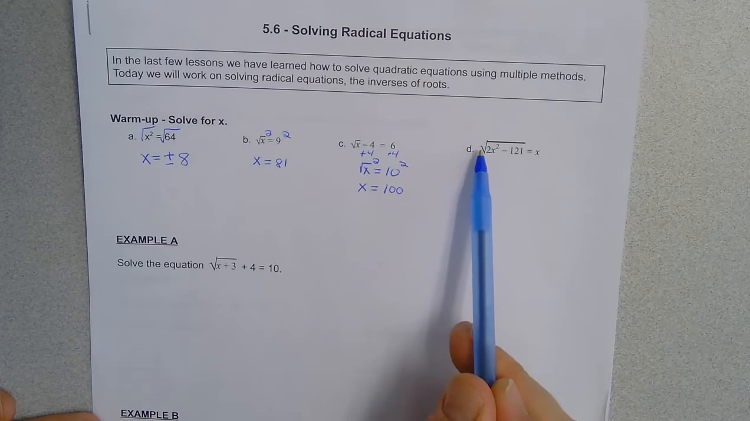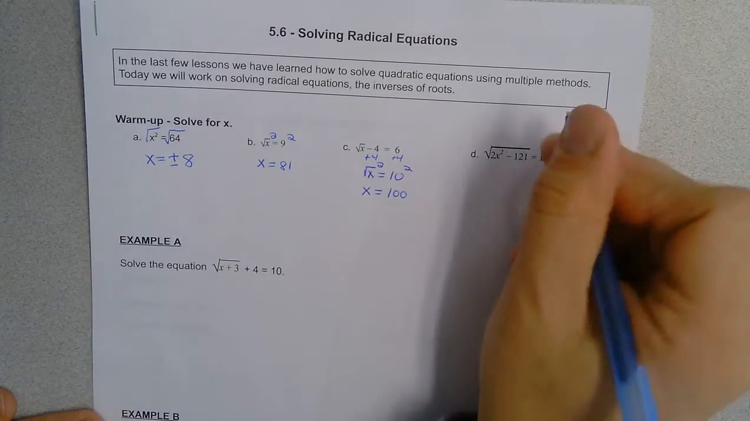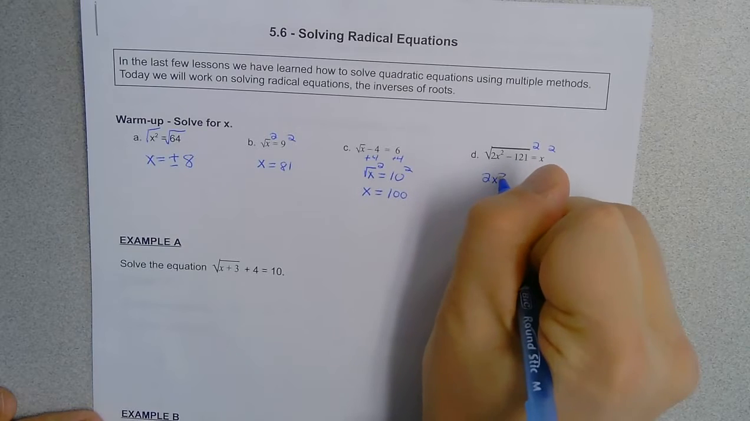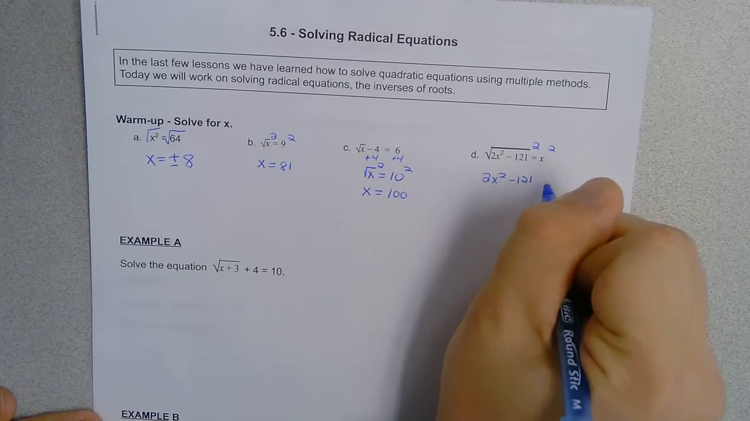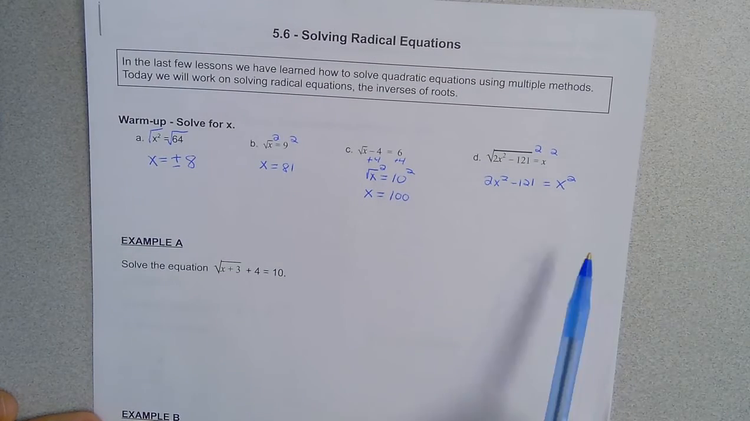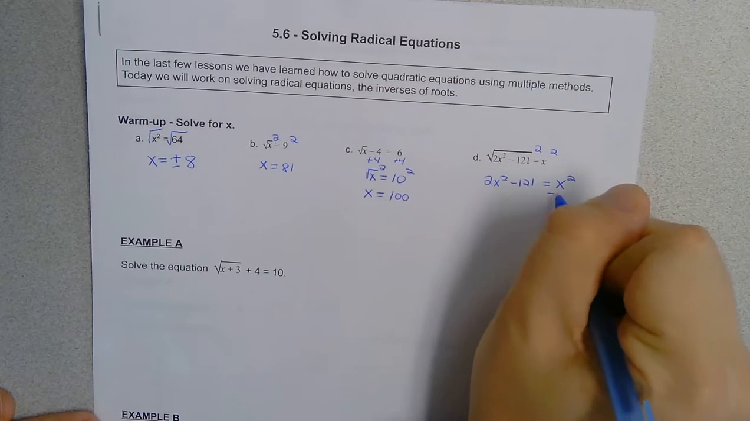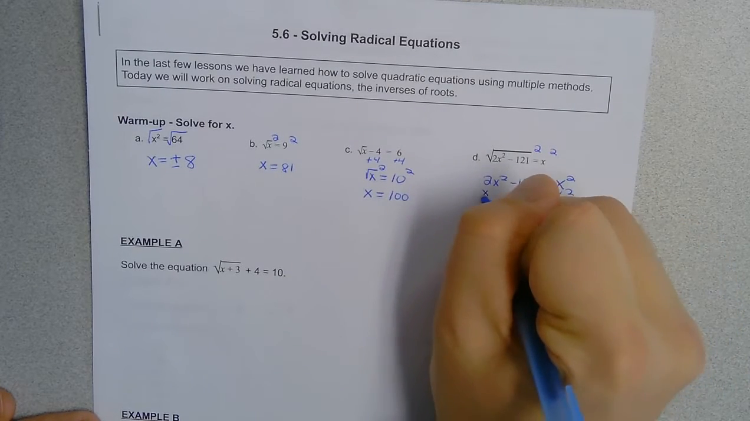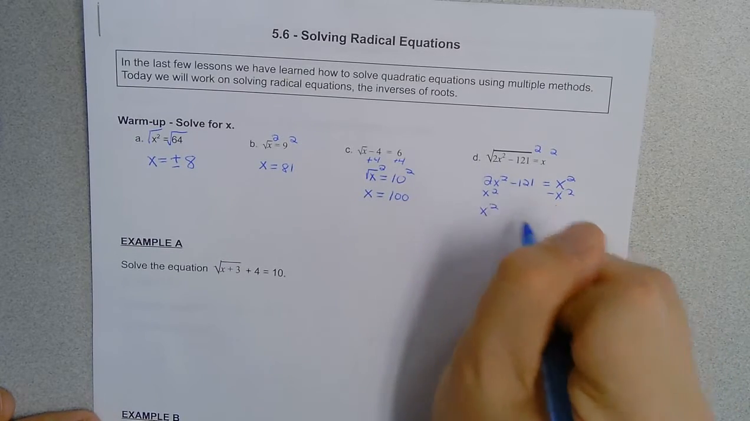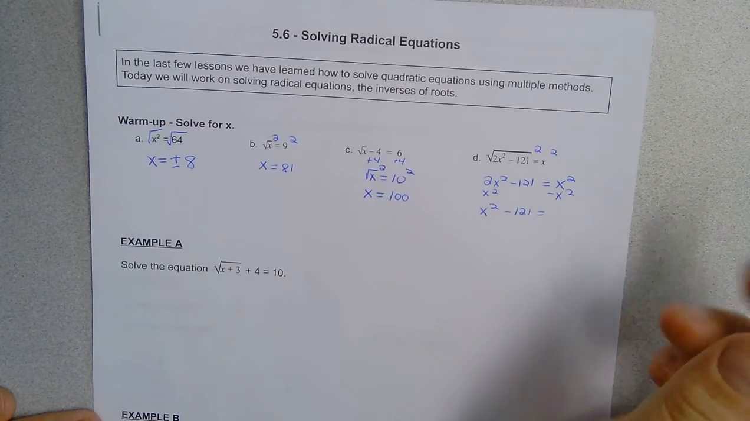So equation D becomes a little bit more complicated. To get rid of that square root, we're going to square both sides. And then I get 2x squared minus 121 equals x squared. And now I'm going to get all the x squareds on one side by subtracting. 2x squared minus 1x squared makes x squared minus 121, and then equals x squared minus x squared is 0.